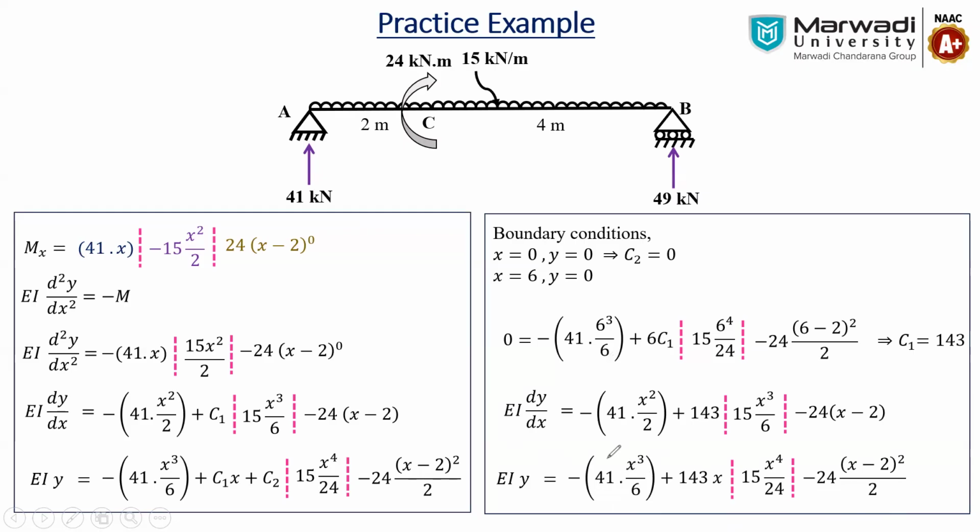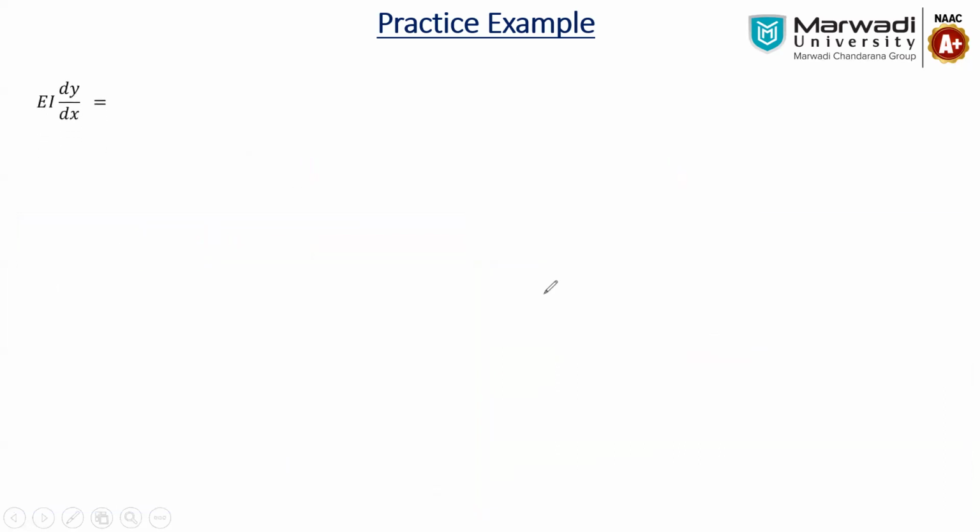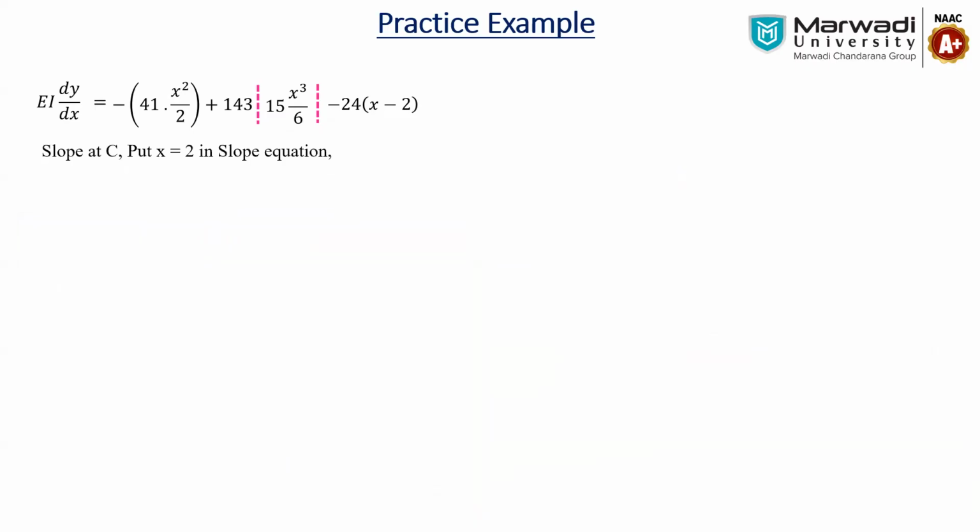If you have to find out the slope at any point, we have to just put the value in the equation of the slope. If you want to find out the deflection at any point between A to B, you have to put the value of x in the equation of deflection. So let's try it. Here, this is our equation of the slope, which we found in the previous step. What we have to do is find out the slope at C. So from the origin, slope at C, x equal to 2. So here in the equation of the slope, we have to put x equal to 2.